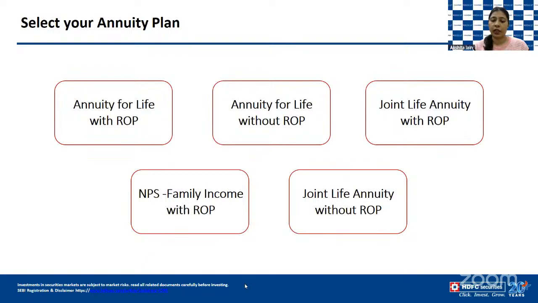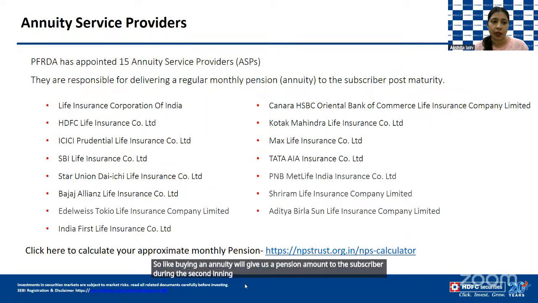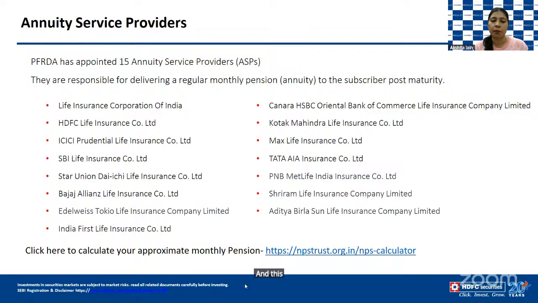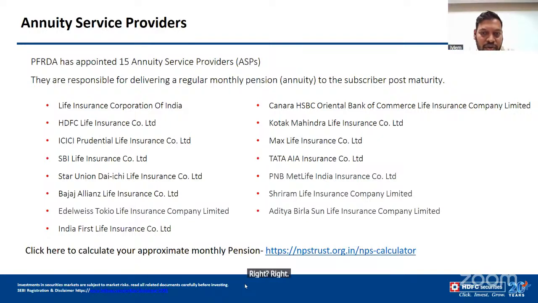Buying an annuity will give a steady pension amount to the subscriber during the second innings of their life. While buying an annuity, they have to select an ASP, that is, an annuity service provider, and this ASP has been appointed by PFRDA. So while choosing an annuity, you have to choose it wisely, as after a year you will not get an option to switch or change your ASP, right? Yes, so you have to be very careful.